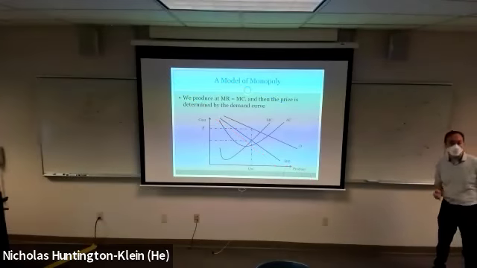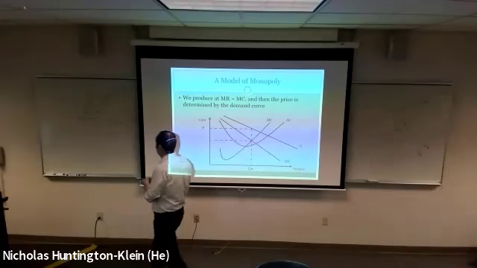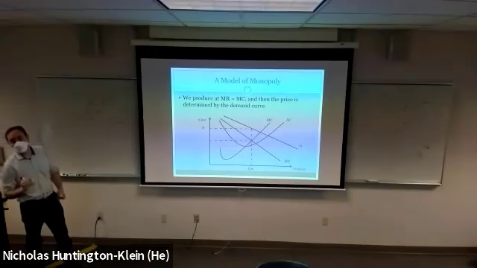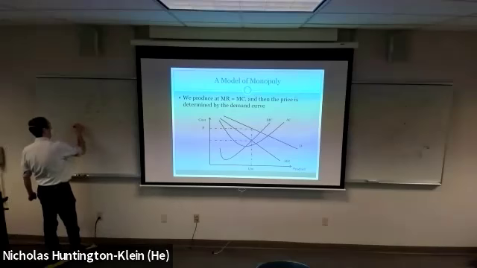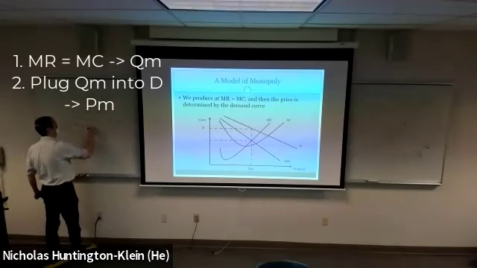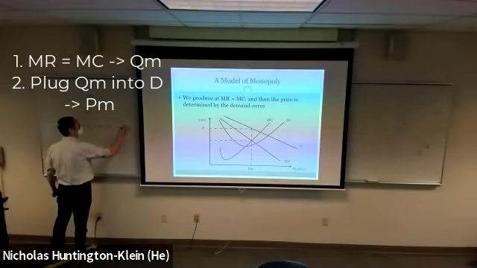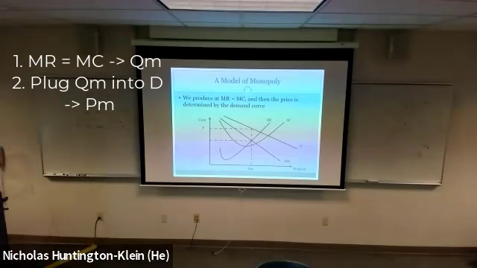So the quantity comes from following the golden rule, as always. And then the price comes from asking the demand curve, hey, what price can I charge you in order to make me follow the golden rule? We're going to plug quantity into demand, and this is going to give us our price. Now we have quantity and price.